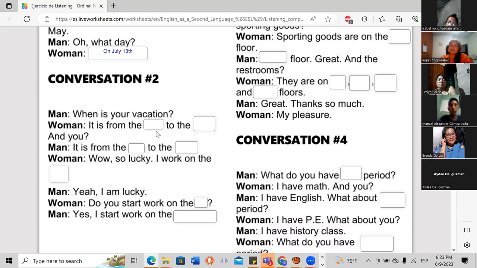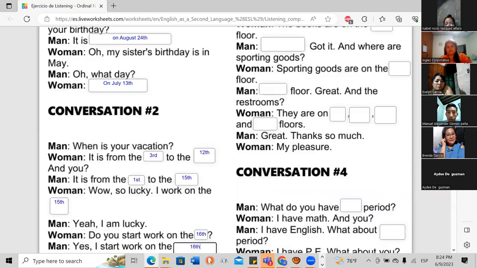It is from there, for example, my vacation, it is from the 3rd to the August. Okay, thank you. It is from the, vamos a inventar aquí, okay? It is from the 1st to the 15th, for example. Okay. Wow, so lucky. I work on the 15th. Yeah, unlucky. Do you start work on the 16th? Yes, I start work on the 16th. Okay, that is an example.